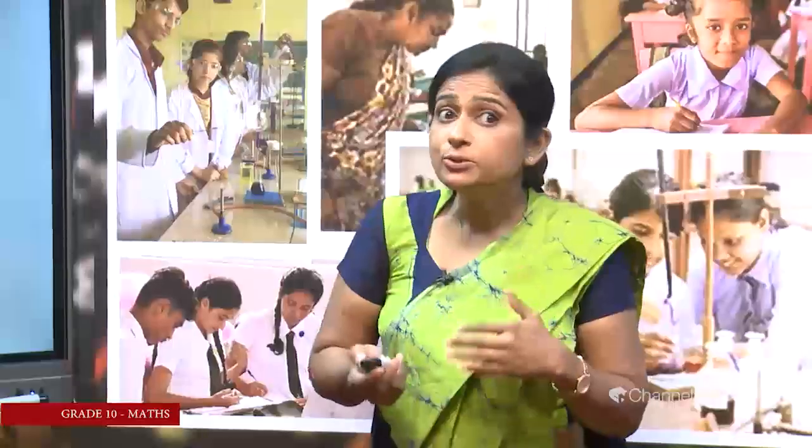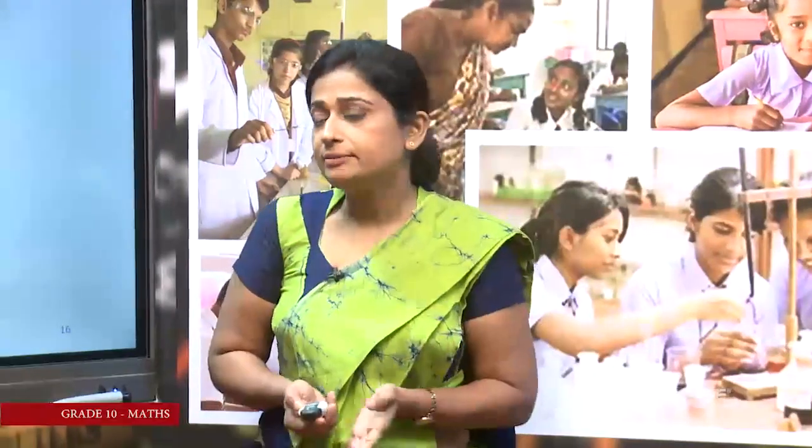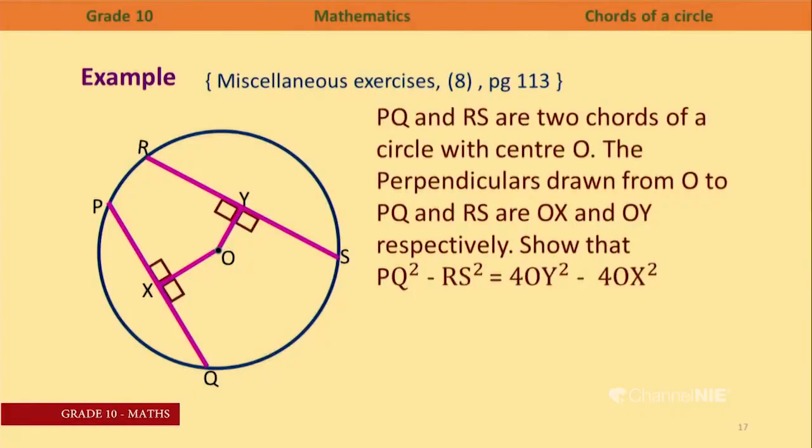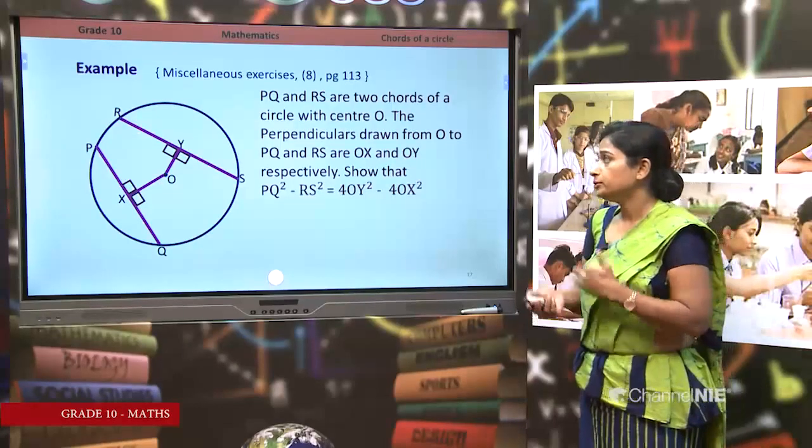Okay, children, let us do another sum. This sum I have collected from your textbook. This is on page number 113. I have taken this sum from the miscellaneous exercise, 8th sum. You may think this sum is a little bit hard. It is not like that. Read the sum carefully and try to do that.